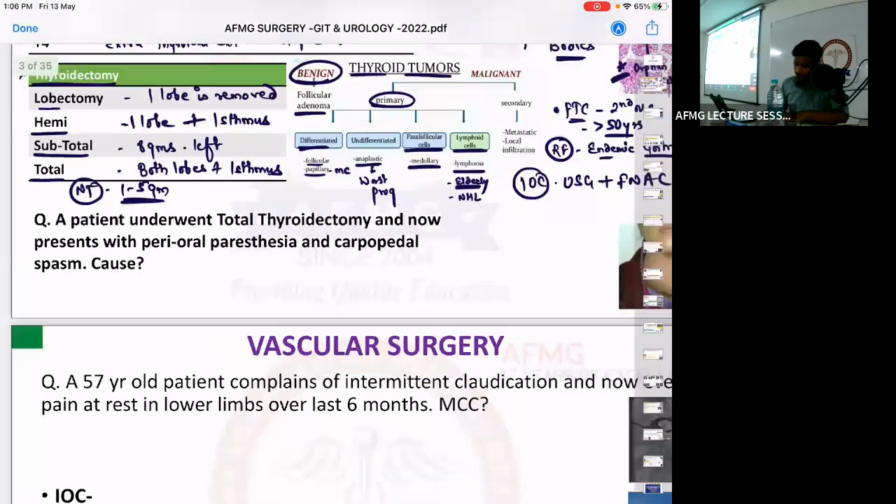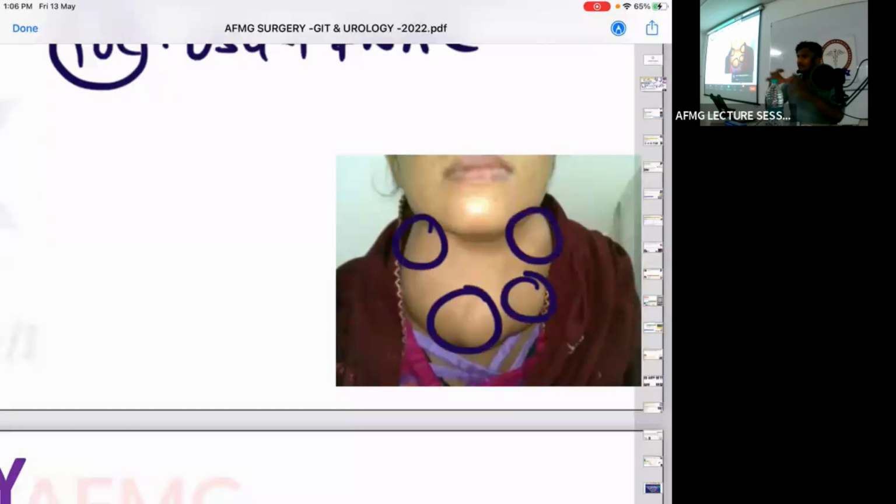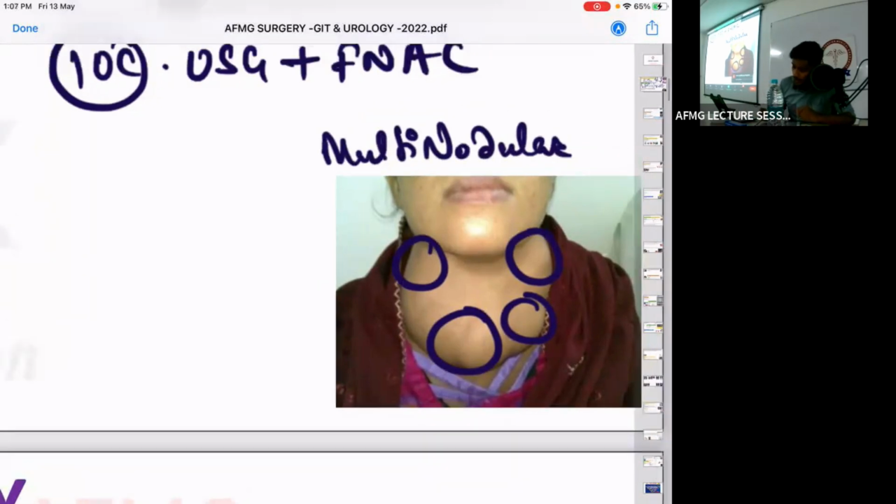Next, a patient. Before that, look at this. What is this? Here you can see enlargement of the thyroid gland. Again, it is a goiter. But here there is nodular enlargement of the thyroid. Very good. It is a multinodular goiter, or sometimes also termed toxic nodular goiter. And as we know, in multinodular goiter, the thyroid scan will show which nodule? Both hot as well as cold nodules.